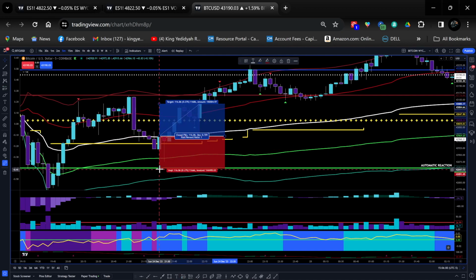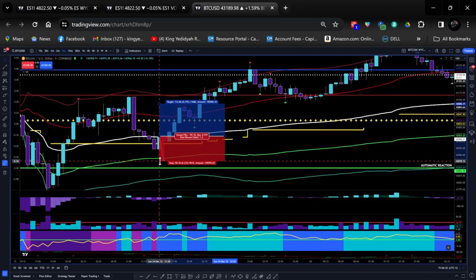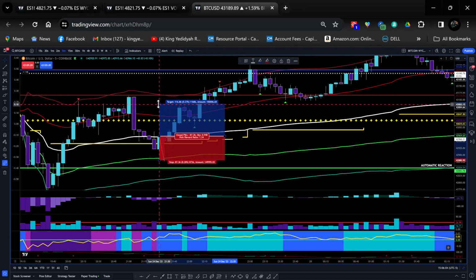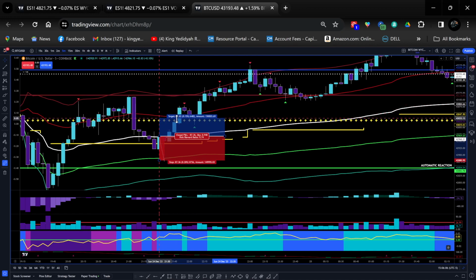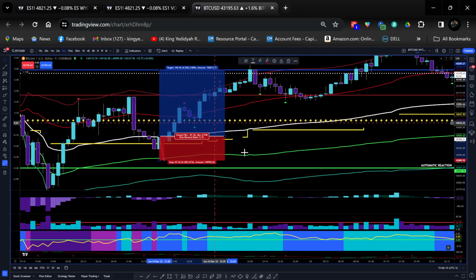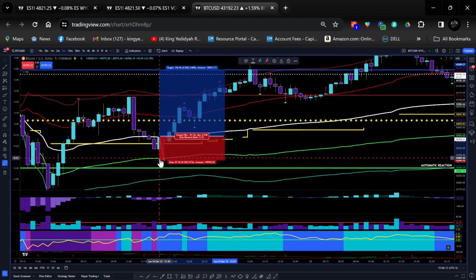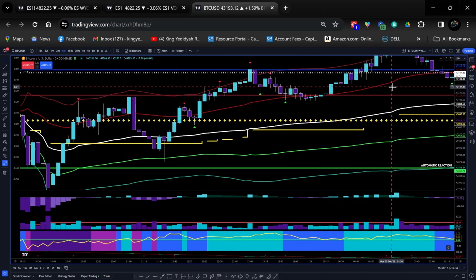You take a long right here, you put your stop just below here, you're still gonna get clipped. Trying to get back up here, or potentially even here, right? You're still gonna get clipped around this area, right? So things like that are gonna happen, you know.